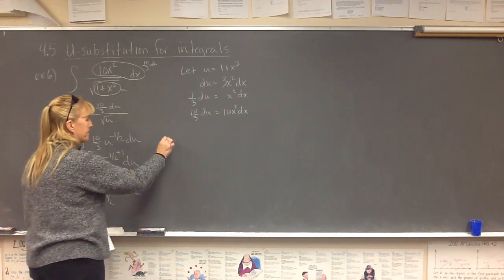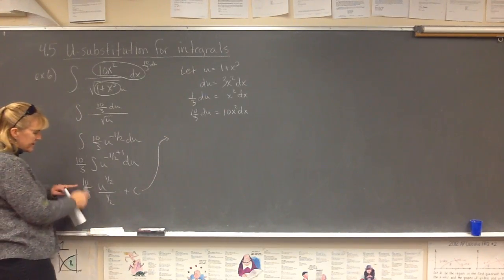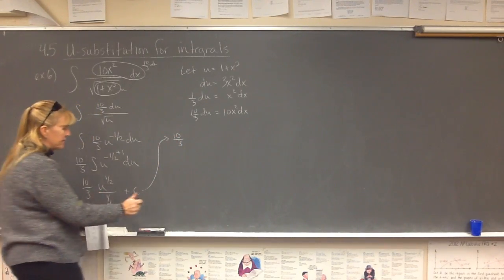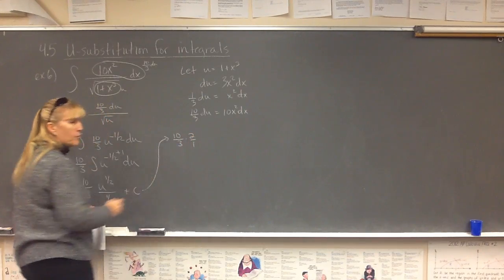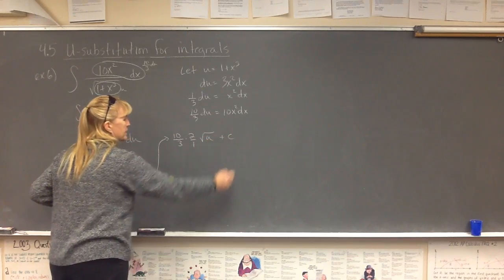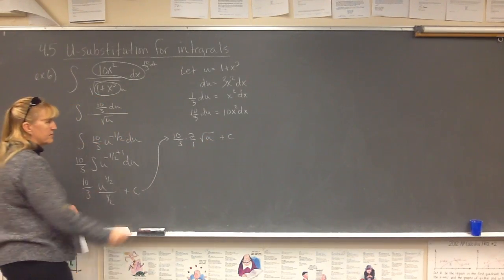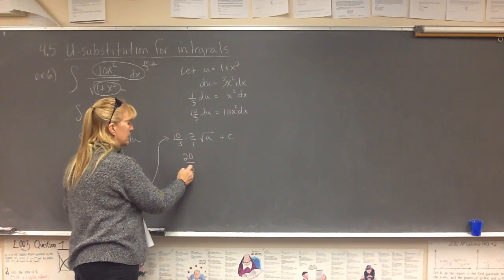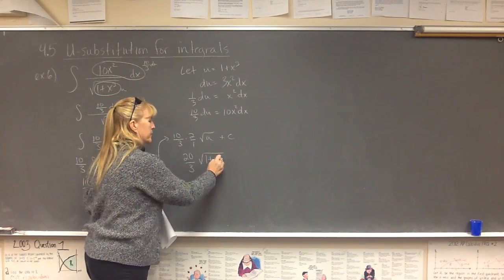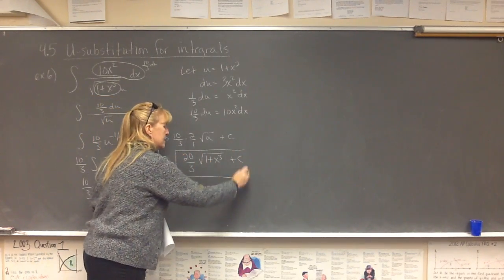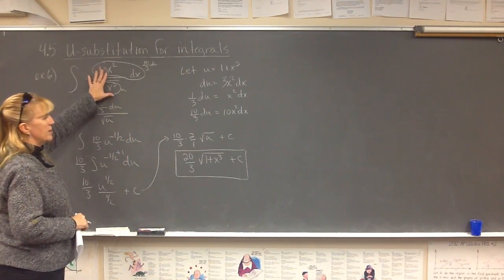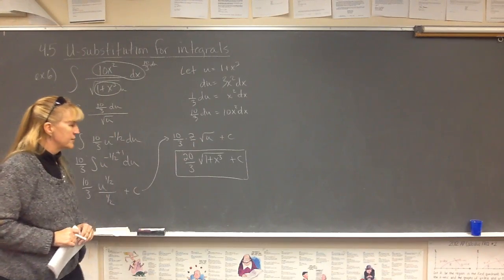Alrighty? Okay? So when I take 10/3, I'm just going to take baby steps here. If you divide by a half, that's the same thing as multiplying by 2 over 1. And u to the 1/2 is like the square root of u plus c. So this is going to give me 20 over 3 times the square root of, and my u was 1 plus x cubed, plus c, and I do believe that is going to be the antiderivative function for this integrand right here, or it's the integral of my original question.